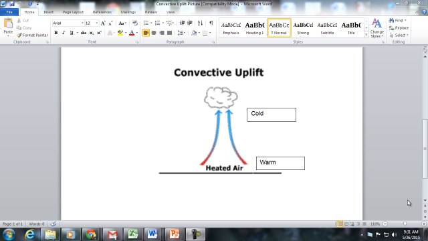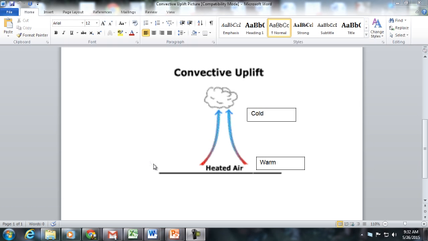So for convective uplift, the surface of the earth is warm, just like the bottom of our lava lamp. As the air warms, the particles become less dense, so they begin to rise. But as they go up into the atmosphere, those particles become denser because they're colder, and obviously we see this cloud and we're eventually going to have rain.